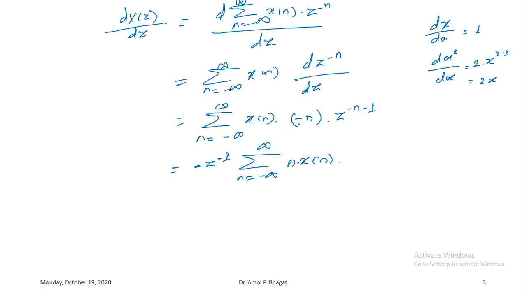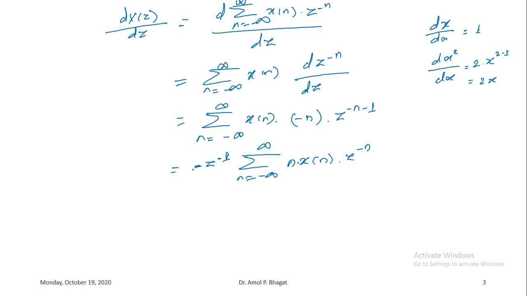So I have taken this negative sign outside the summation. Minus z inverse I have written, so n into x of n as it is, multiplied by z to the power minus n as it is. So z inverse also I have taken outside the summation. Now I can send this minus z inverse to the left hand side.